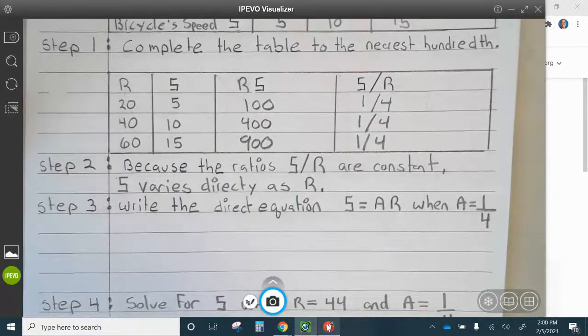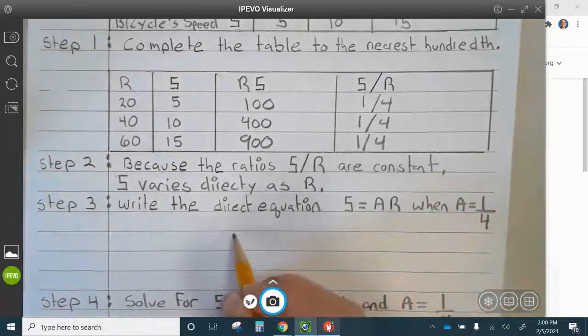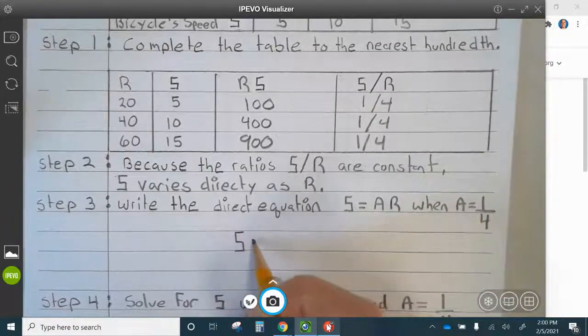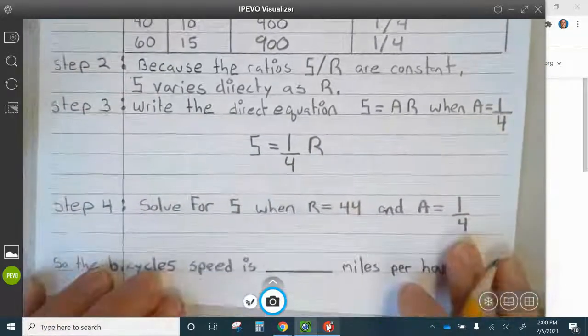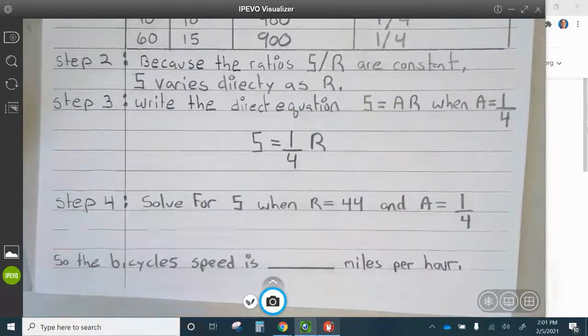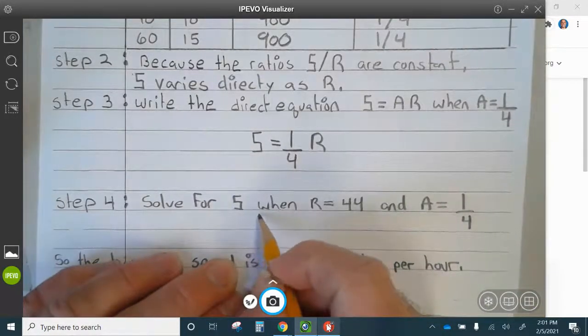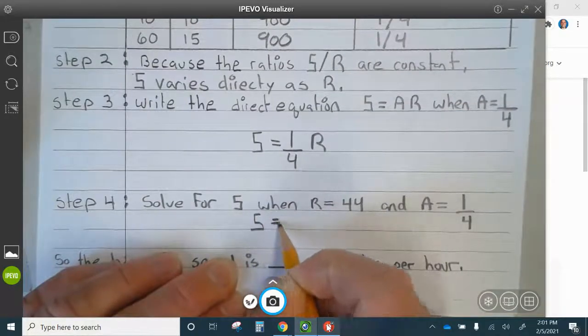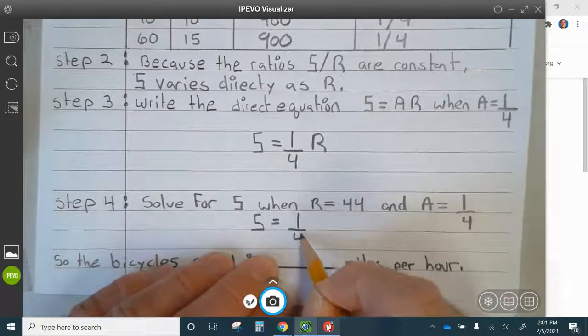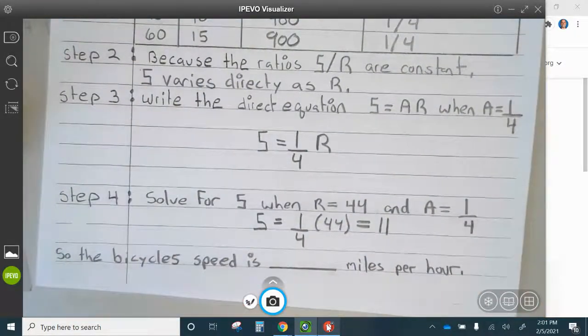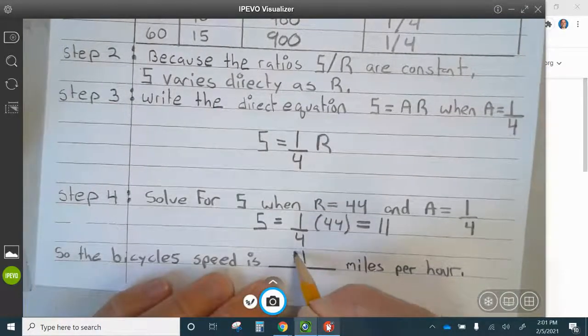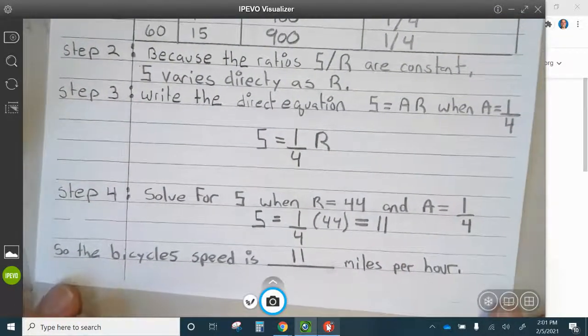Because the ratios S divided by R are constant, S varies directly as R. Write the direct equation S equals A times R when A equals 1/4. So S equals 1/4 times R. Solve for S when R equals 44 and A equals 1/4. So S equals 1/4 times 44, which equals 11. So the bicycle's speed is 11 miles per hour. All right, go ahead and finish up question 13.